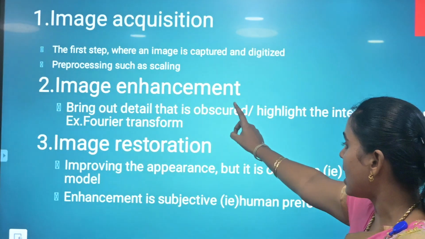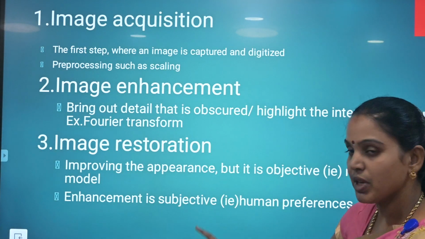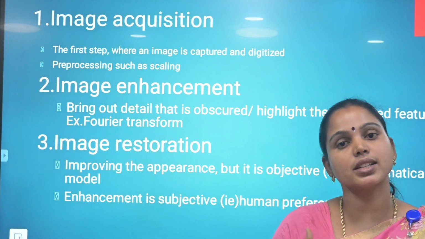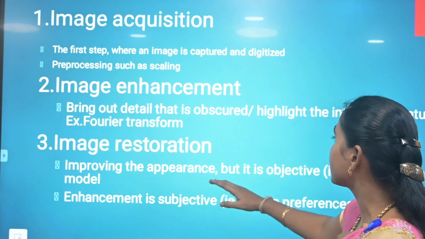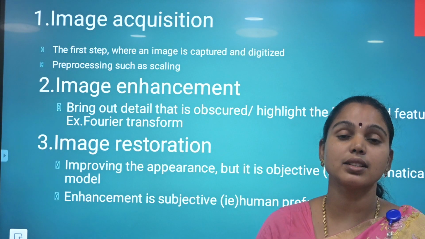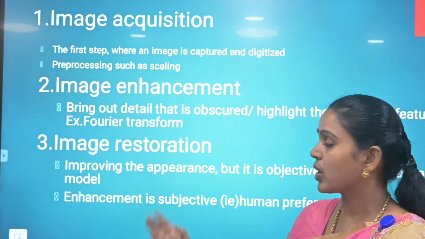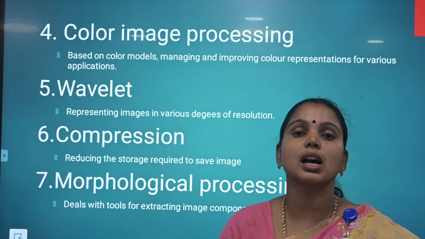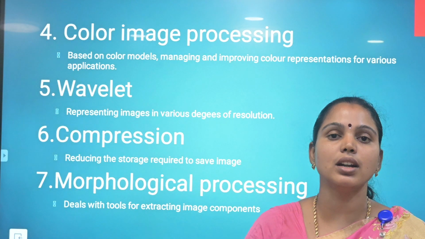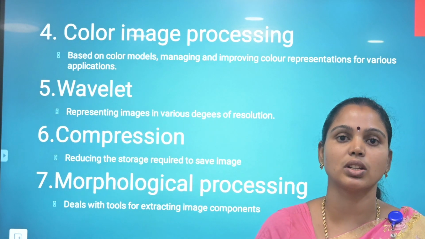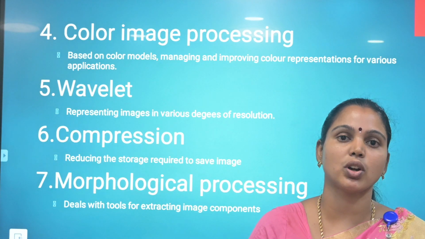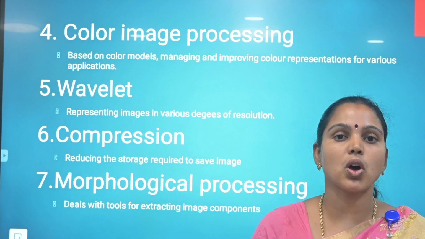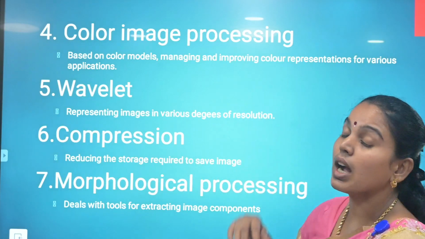Image enhancement is referred to as the subjective one. It may be based upon human preferences, that is optional. But image restoration is referred to as the objective. We have to do the image restoration, then only can we get a very clear image. And the next step is color image processing. While we are using colors in the image, there are a lot of color models: the HSI color model, RGB color model and CMY color model. Depending upon the color model we have used, we can process the image. That is referred to as color image processing.